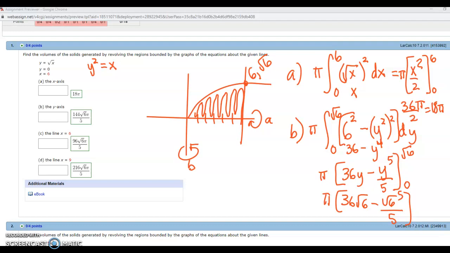So for C, I'll do C over here. I have my pi integrating from 0 to root 6. Why is it again root 6? dy. Both of these are dy. And then I would have what my big R is. If I'm revolving around 6, okay, what's farthest from the axis here?